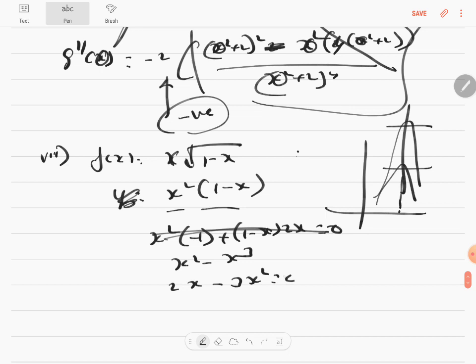2x minus 3x square is equal to 0. So x into 2 minus 3x is equal to 0. So x is equal to 0, x is equal to 2 by 3.